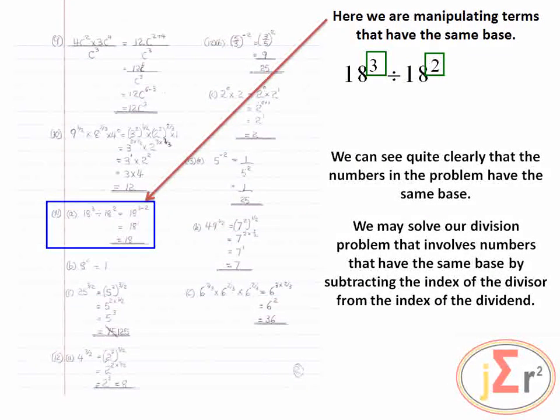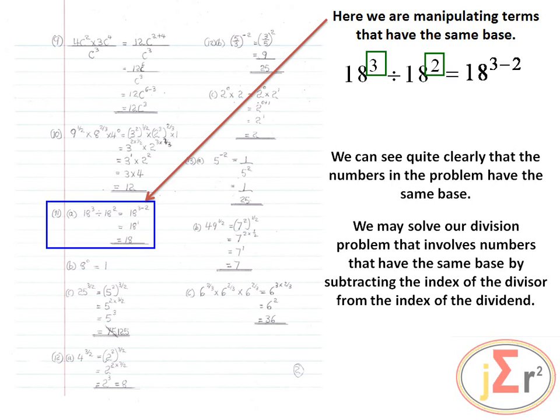We may solve our division problem that involves numbers that have the same base by subtracting the index of the divisor from the index of the dividend. We are making ourselves clear which we subtract from which, and we always subtract in a division problem the index of the divisor from the index of the dividend.